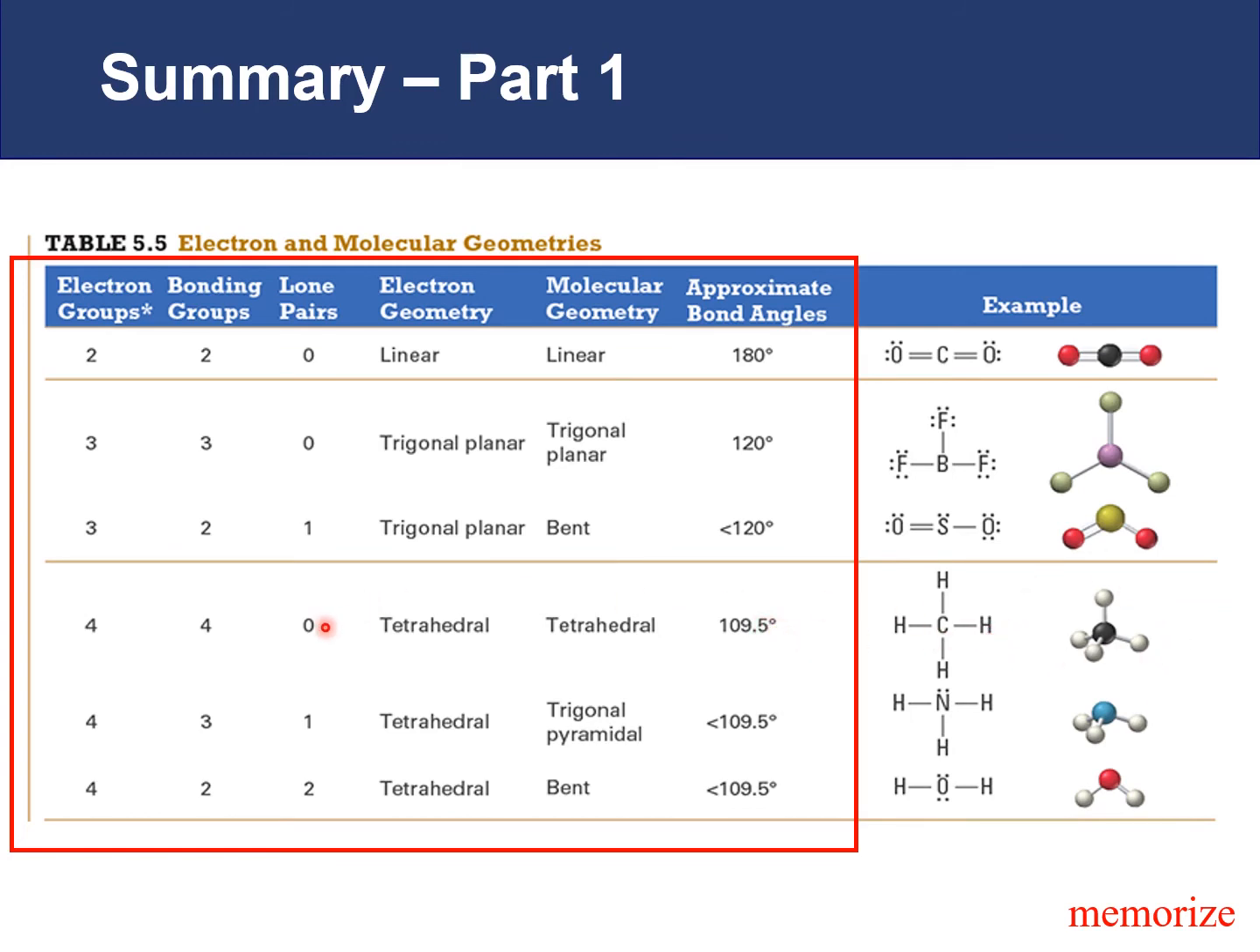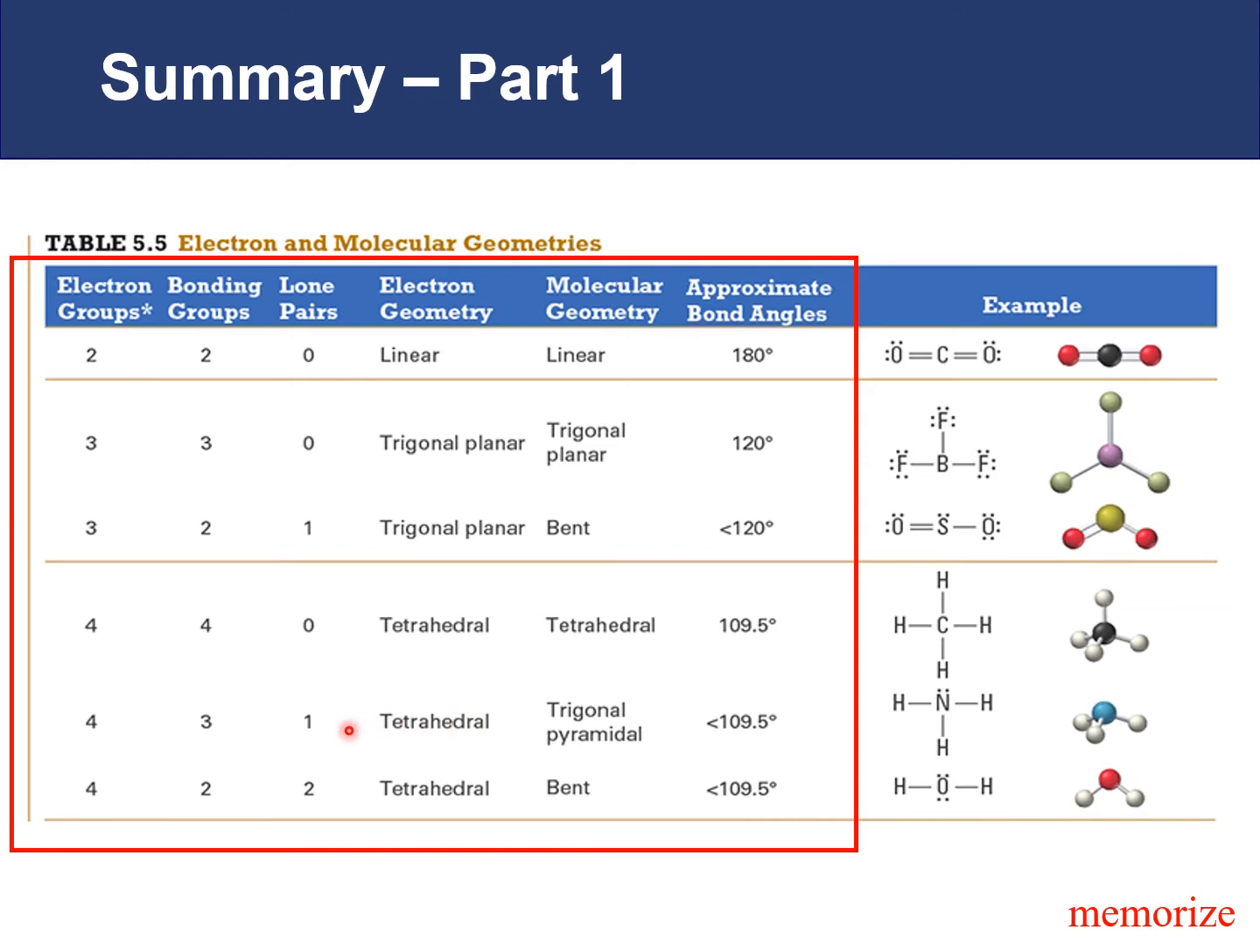If we now swap out one of our bonding pairs for a lone pair, the electron geometry is still tetrahedral because that's where the electron groups are. Both your bonding pair and lone pair count as electron groups. So the electron geometry stays tetrahedral, but the molecular geometry is now trigonal pyramidal because the shape has a triangle on the bottom and the central atom forms the apex of a triangle. The angles will be less than 109.5.